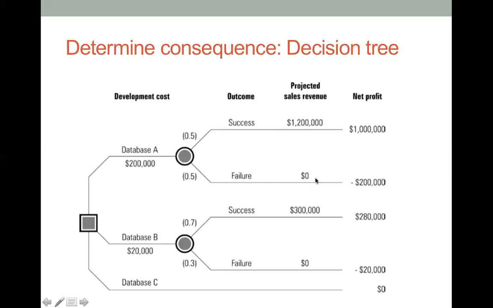What about if it is failure? Well, we sell nothing. That means we are losing $200,000. Now, if you look at that, we can also estimate it not necessarily 50-50 in terms of success or failure. It could also be 70-30, right? And that's our calculation if it is 70-30.